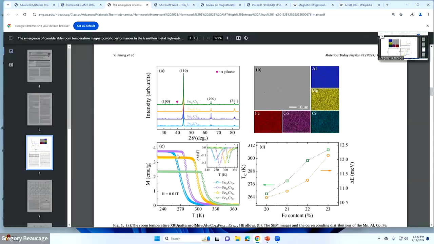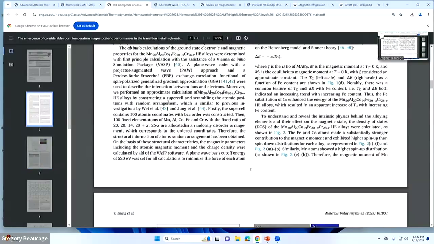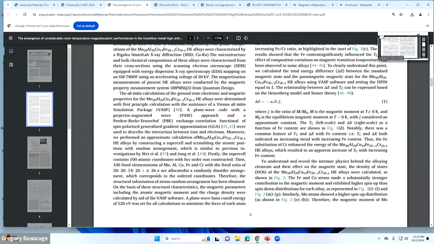And they show that that's true by doing this density functional theory simulation, this VASP thing. We'll talk briefly about it later on, because in the last section I'll talk about simulations. So we'll talk a little bit about these DFT simulations.